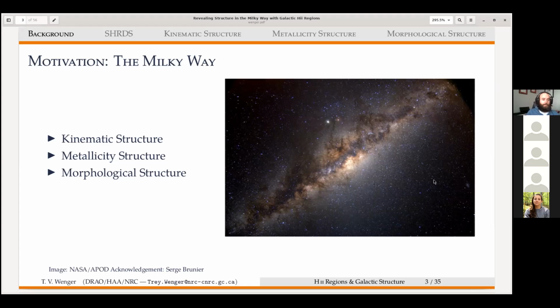And then finally, and most dear to my heart, is the morphological structure. For example, galactic spiral structure. Does the Milky Way have well-defined spiral arms or not? And what can we learn about those spiral arms to then tell us about the formation of galactic spirals in general? And so these are the 3 kinds of structures that I'll be focusing on today in my talk.